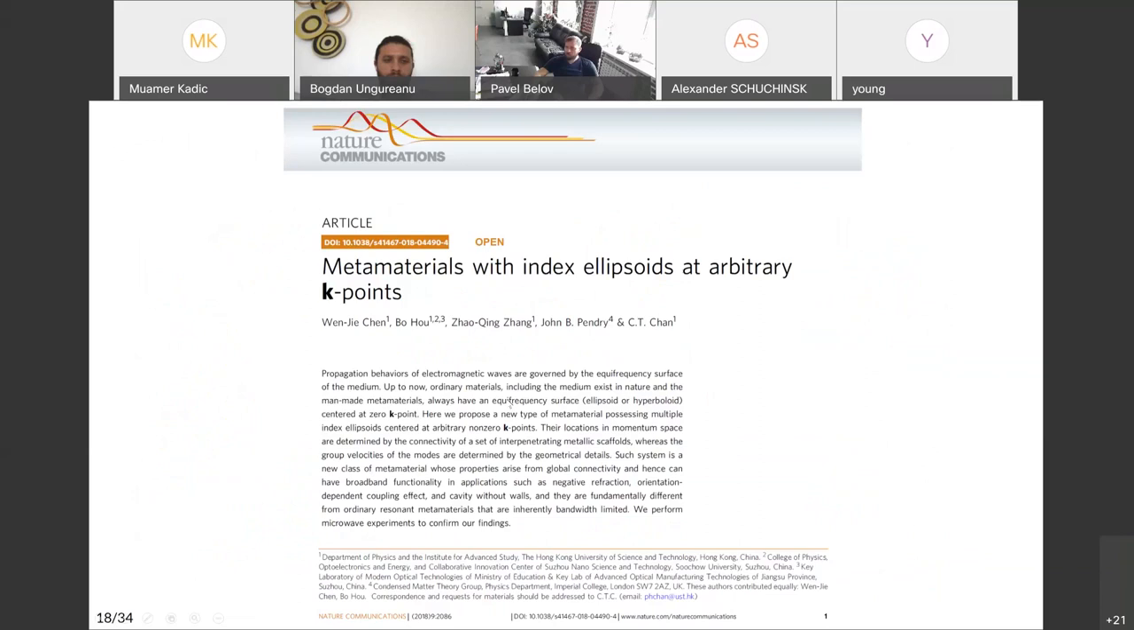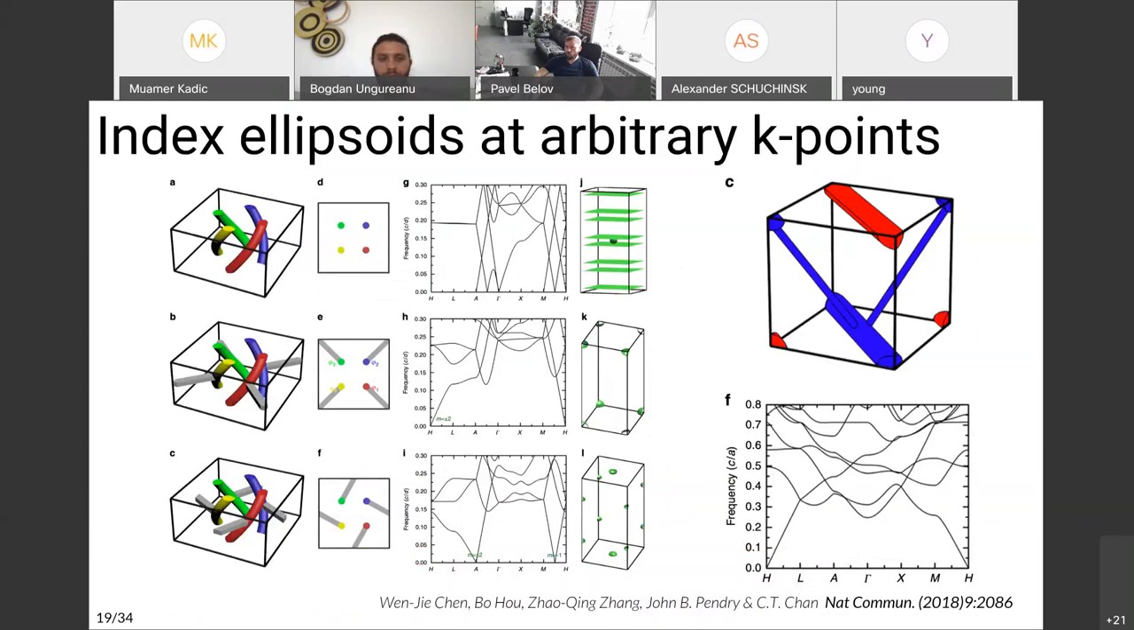Over here, thanks to this great work of the group of Che Ting Chan, Pendry and other colleagues, saying that actually there are special kinds of metamaterials which have index ellipsoids at arbitrary k-points. And actually, this phenomenon is dictated by the topology of the networks of connection between these unit cells. The colleagues were representing their results for metallic meshes with different geometries. And they have shown that for many different unit cells, you can have at low frequencies modes with wave vectors which start not from the gamma point, but from some other points of the Brillouin zone.